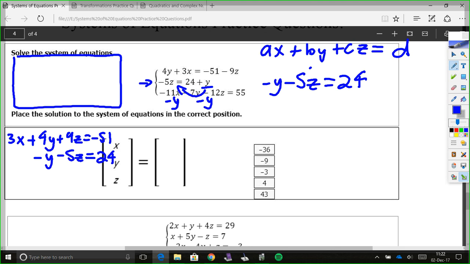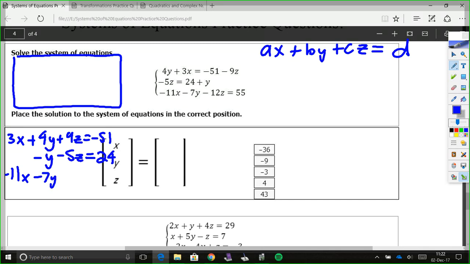And then, let me erase this. And the last equation is already set up. So it's already got the x, y, z in that order. So let's just copy that down for now. Let's put it over here with the others. Negative 11x minus 7y minus 12z equals 55. Alright, here's what I'm going to do. I'm going to make this a little bit neater. Let's erase this. We don't need that anymore. Let me use a little rectangle tool.